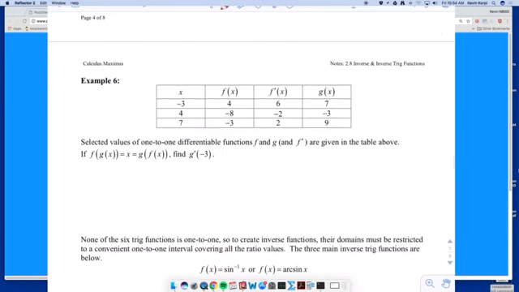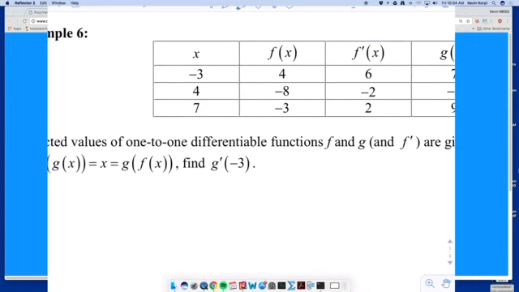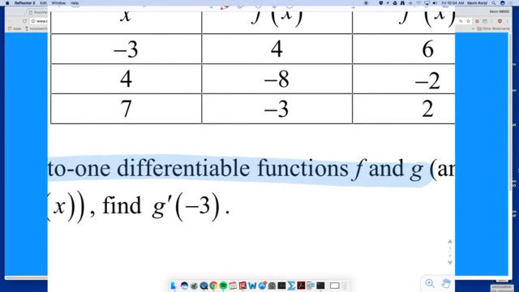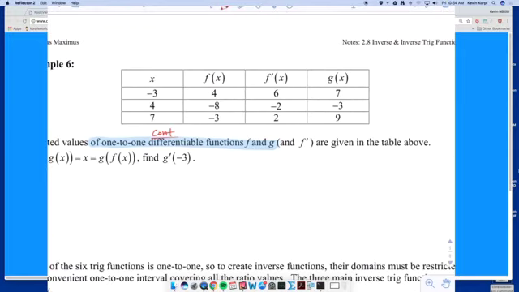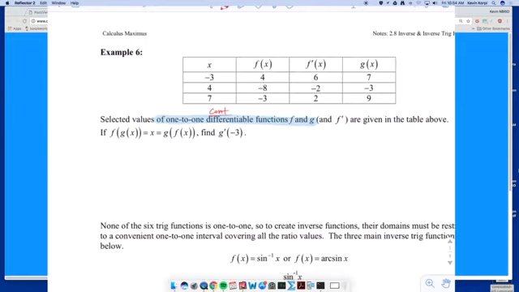Okay, example 6. Oh boy, this looks like it's a free response type style, where I can give you a chart or a table of values and ask you all kinds of things, like IVT questions maybe. Selected values of a 1-to-1 differentiable function f and g. 1-to-1, meaning they're invertible. They have inverses that are functions. Differentiable, meaning not only the derivative exists, but they're also what? Continuous, right.